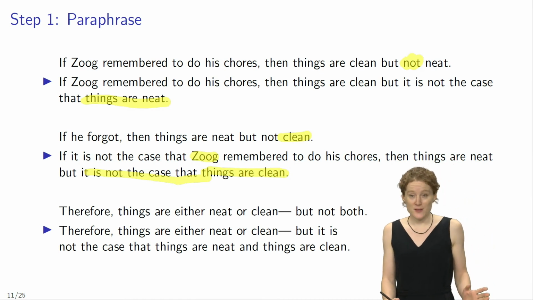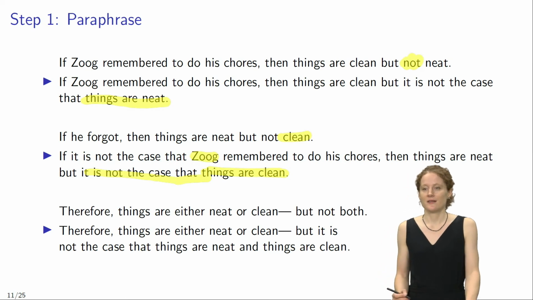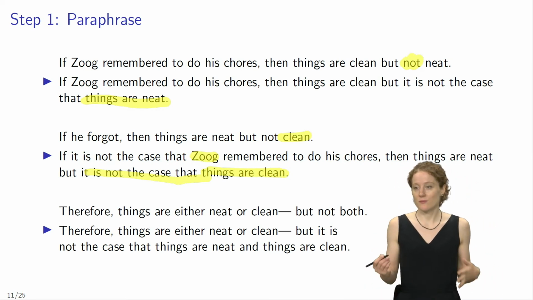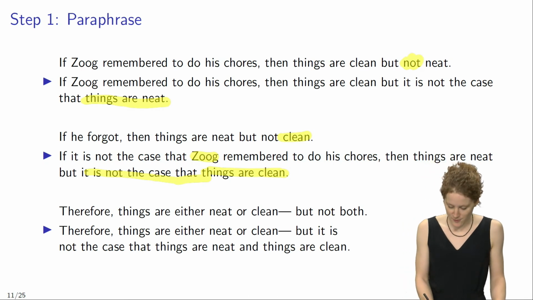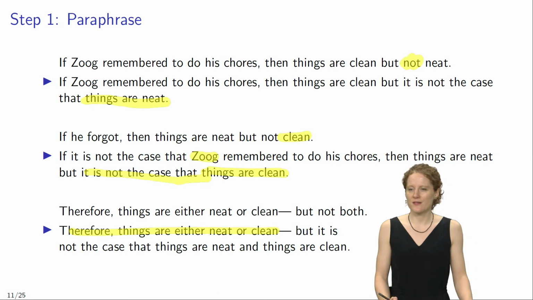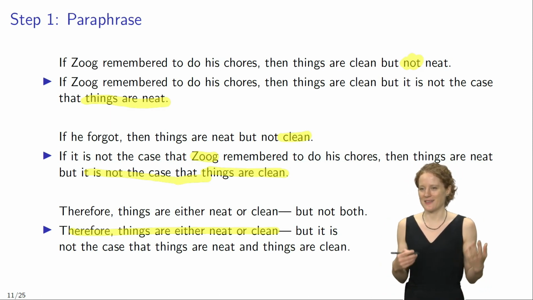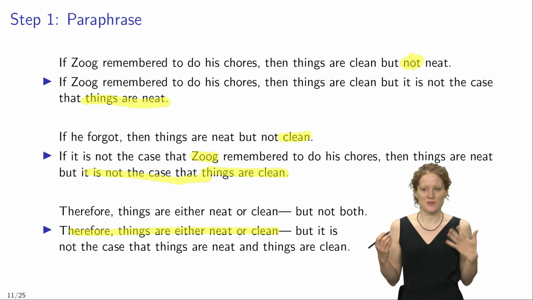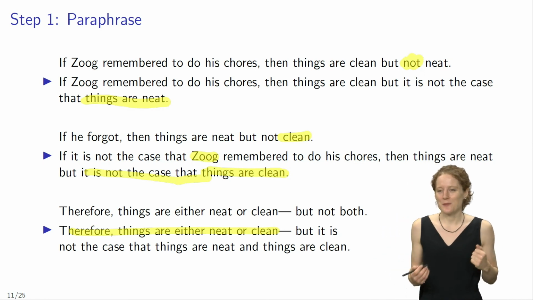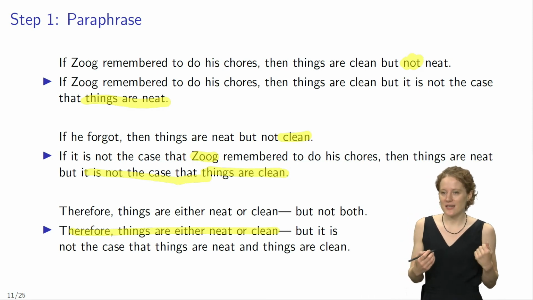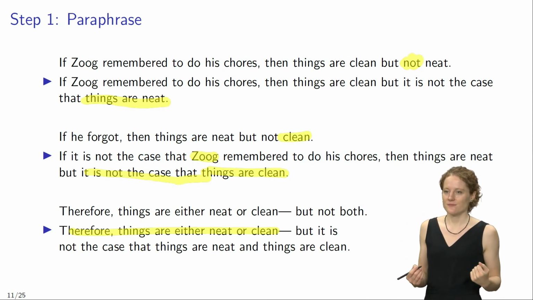The third sentence says that, therefore, things are either neat or clean, but not both. The first part of the sentence looks pretty clear to me. Therefore, things are either neat or clean. I just kept that. But then with the second part of the sentence, I spelled that out a little more. So it says, but not both. What was meant, not both what? Well, what's meant is, but it's not the case that things are neat and things are clean.